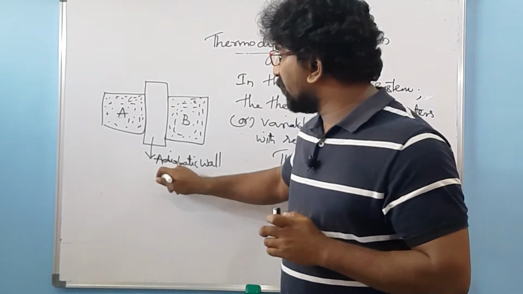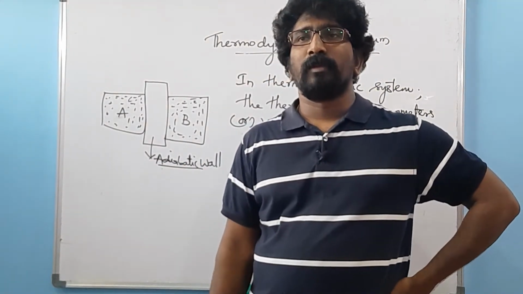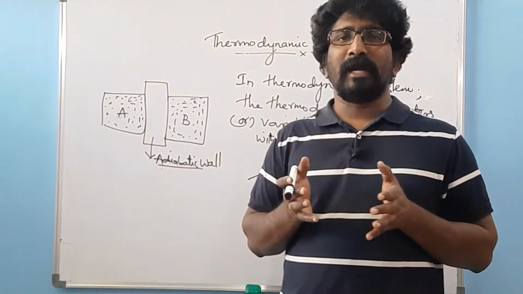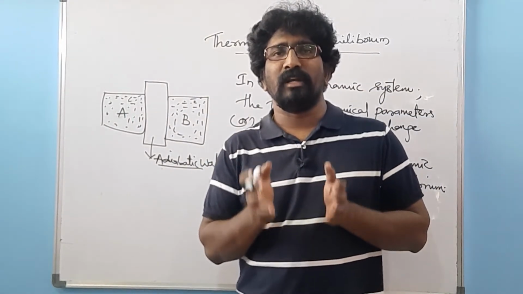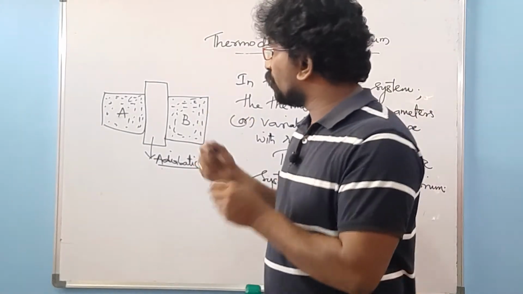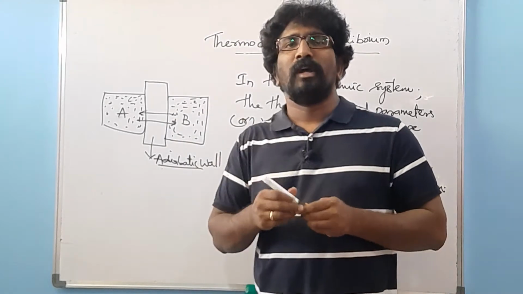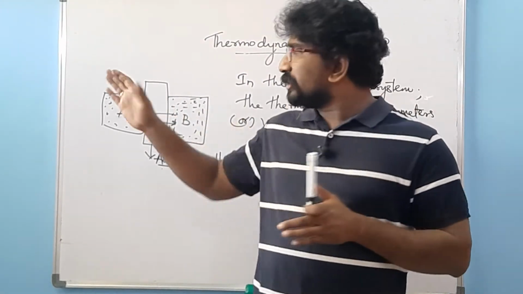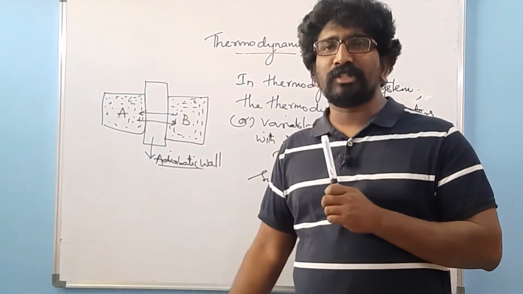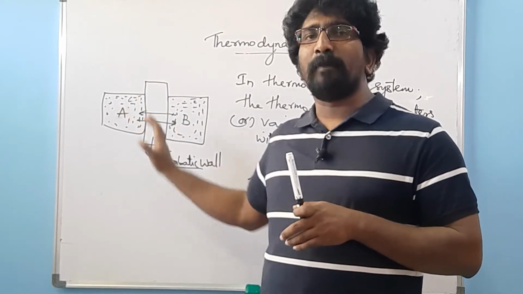What is meant by adiabatic? In the adiabatic, there will be no transferring of heat energy. The heat energy will not be transferred from one system to another system. If the heat energy is not transferred from one system to another system, then the thermodynamical parameters in the system A and the thermodynamical parameters in the system B are not going to change. They are going to be constant. So that's what happens with the adiabatic wall.